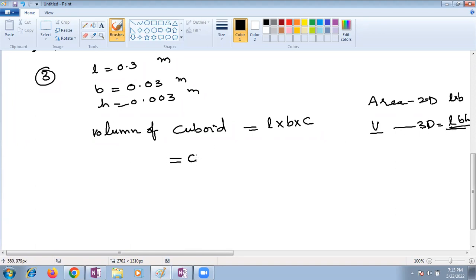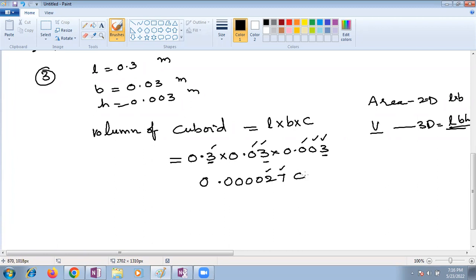Ma'am, I got it. Ma'am, it's 0.000027. Okay, let me check. It's a simple one. 3 threes are 9, 9 threes are 27. Just write 27. Now count the decimal places: 1, 2, 3, 4, 5, 6 decimal places. From here, I should get 6. Then before the point, 0. This is the answer, in cubic units or cubic meters.